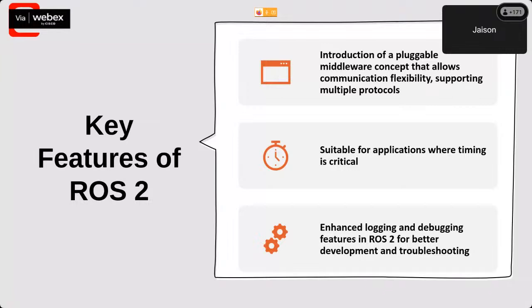Then comes enhanced logging and debugging. When you are using the modularity of ROS, connecting different sensors and actuators, you need logging and debugging features to be used extensively in your system, because there is a possibility that you might not know where it has gone wrong in your algorithm. In order to debug, ROS 2 already provides logging and debugging features, where you can troubleshoot during the development phase.